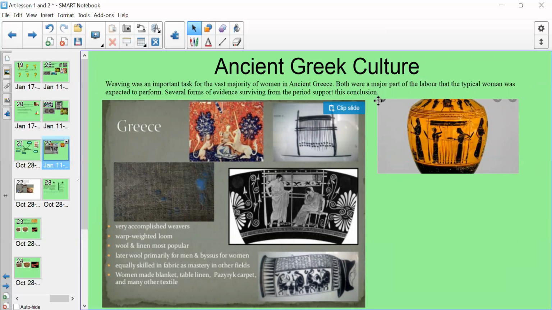The several forms of evidence surviving from the period support this conclusion. So you can see that all of these pictures are showing women who are weaving. And some of the things that they would have made would be blankets or table linen, carpets, or other textiles. So we can see that most cultures had women weaving. So maybe that is why Gunther Stolze didn't want it to only be seen as a woman's job or a woman's tradition. Okay, so from those three cultures, we've got lots of different types of weaves.